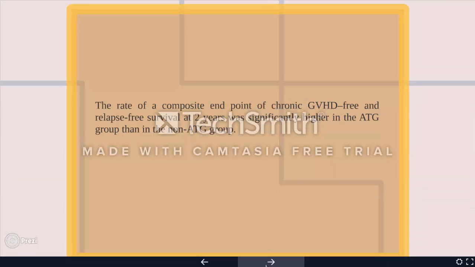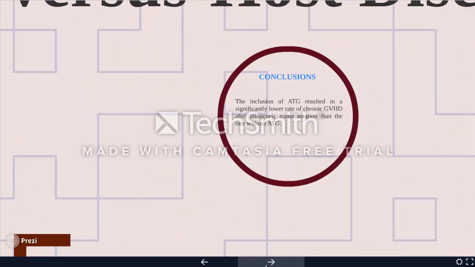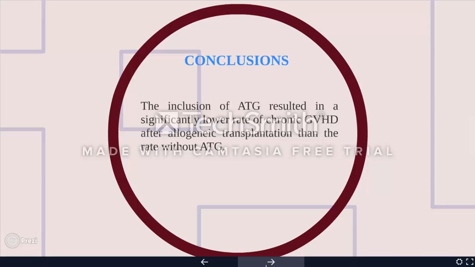The rate of a composite endpoint of chronic GVHD-free and relapse-free survival at 2 years was significantly higher in the ATG group than in the non-ATG group. And conclusions: the inclusion of ATG results in a significantly lower rate of chronic GVHD after allogeneic transplantation than the rate without ATG.